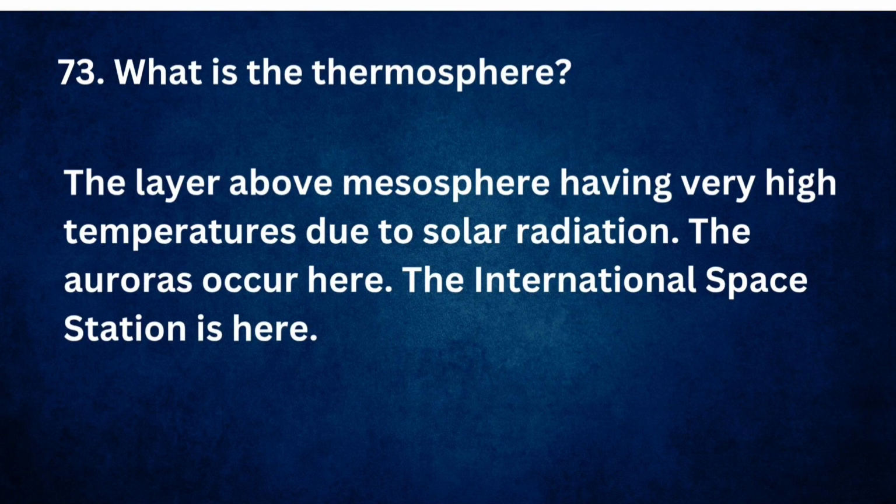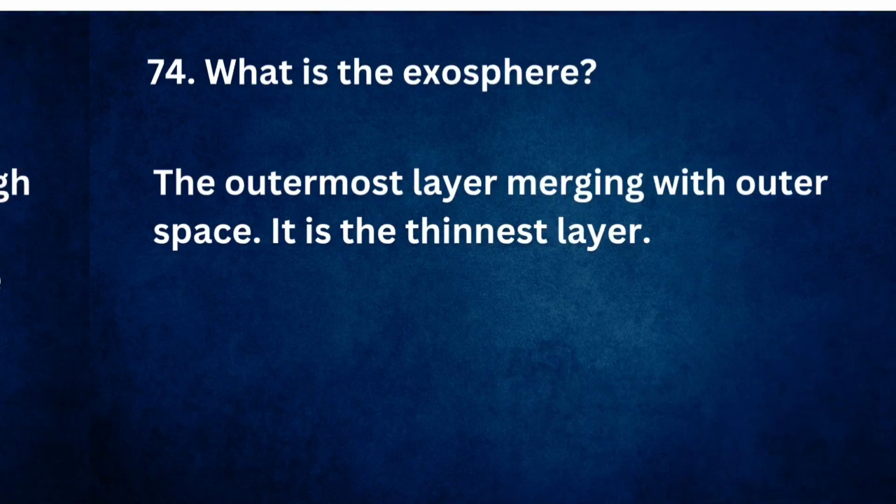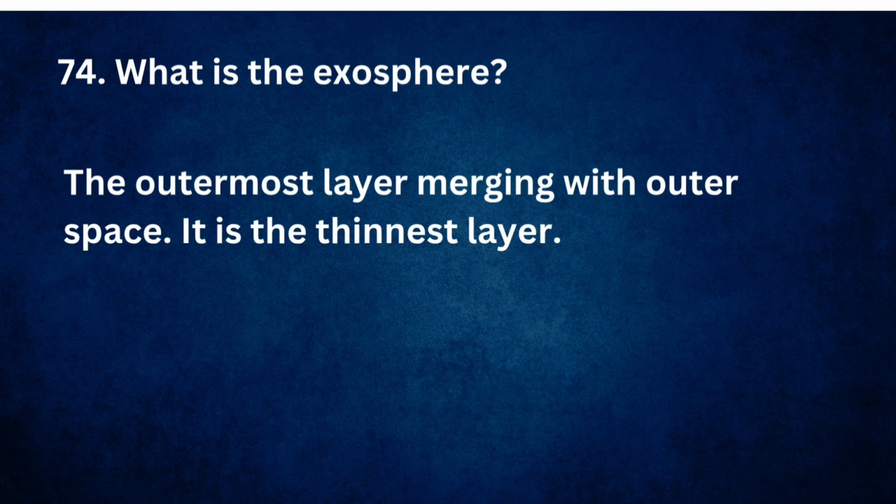What is the thermosphere? The layer above the mesosphere having very high temperatures due to solar radiation. The auroras occur here. The International Space Station is here. What is the exosphere? The outermost layer merging with outer space. It is the thinnest layer.